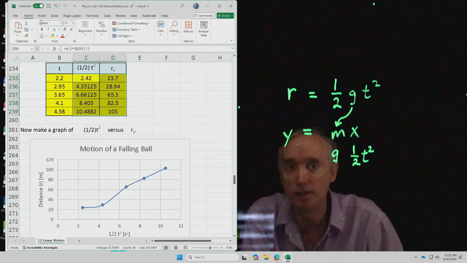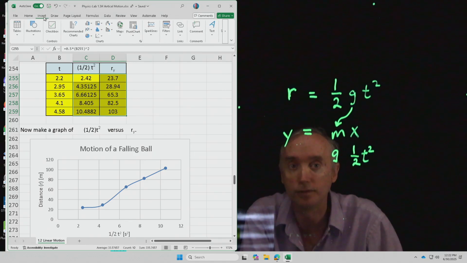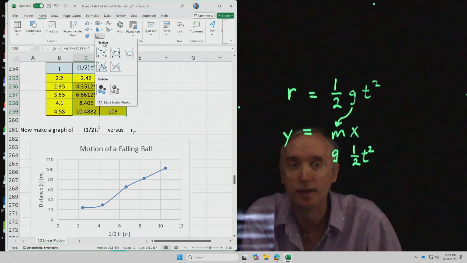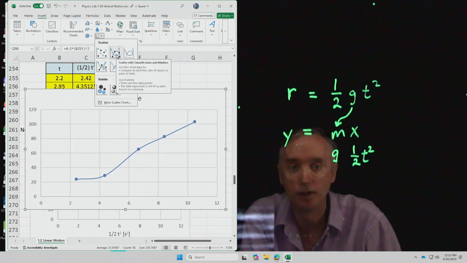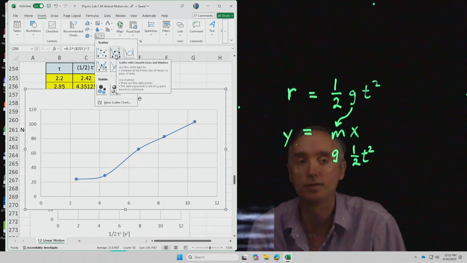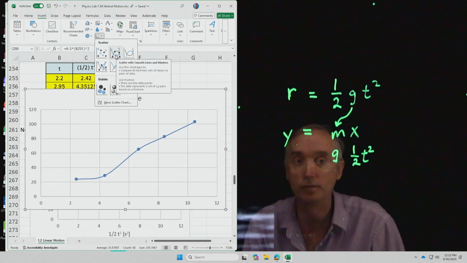Okay, now we're going to insert. So we go up to here and we click on insert, and here's our graphs, and we want the charts. So I click on that, and then we got all sorts of different kinds of graphs that you can make. And the one that we want is this one right here, because it gives you the data points and it gives you a smooth curve. Still don't want that, but that is our curve that we're getting. So let me go ahead and click on that.